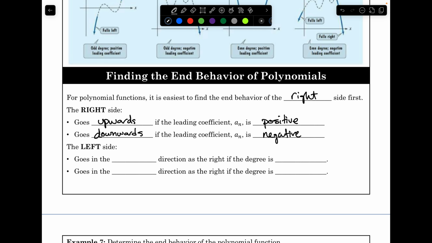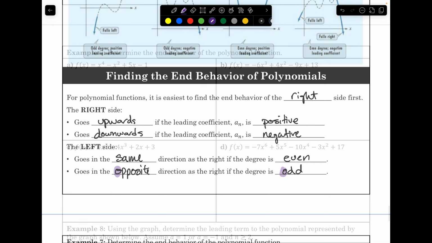If the degree is an even number, then it's going to do the exact same thing as the right side. But if that degree is an odd number, then it's going to go in the opposite direction of whatever the right side is doing. And that's an easy one to memorize using mnemonic devices: O, opposite, O for odd.